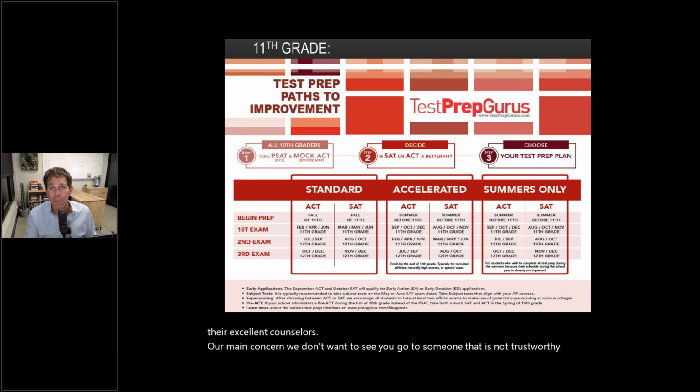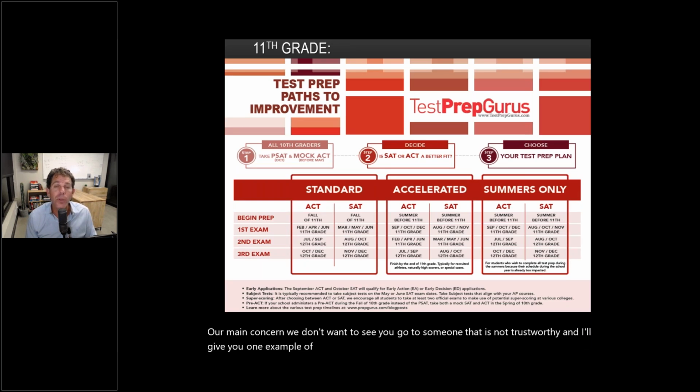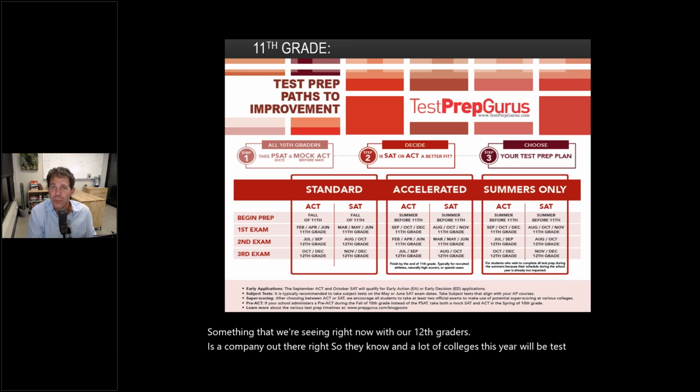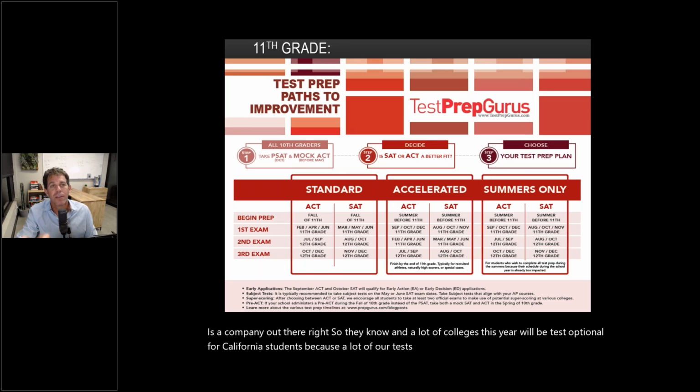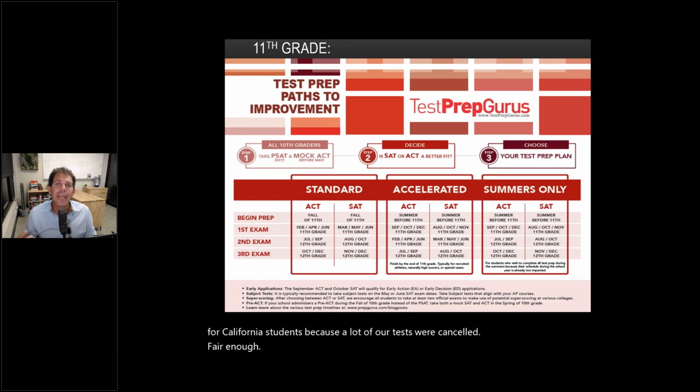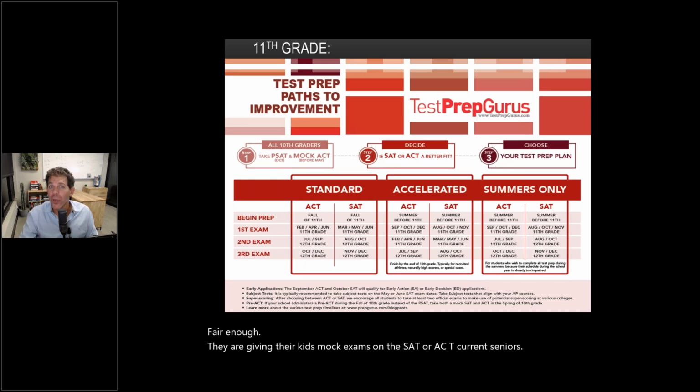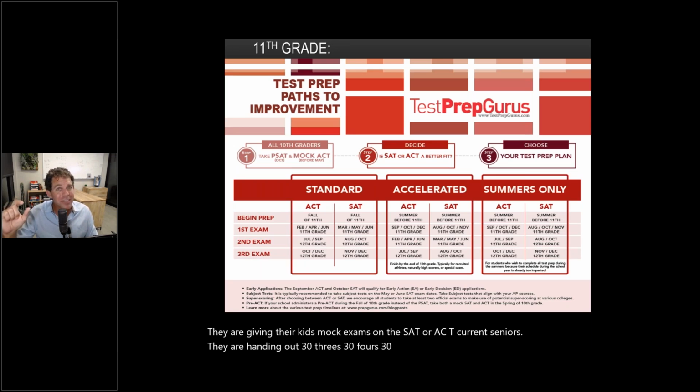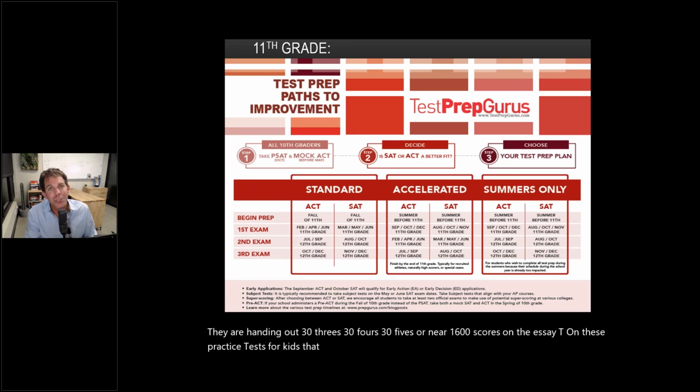And I'll give you one example of how going to the wrong counselor can really affect things. Something that we're seeing right now with our 12th graders, there is a company out there, right? So they know a lot of colleges this year will be test optional for California students because a lot of our tests were canceled. Fair enough. They are giving their kids mock exams on the SAT or ACT, current seniors. They're handing out 33s, 34s, 35s, or near 1600 scores on the SAT on these practice tests for kids that can't actually score that high.